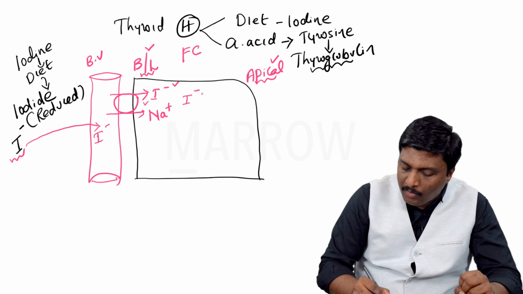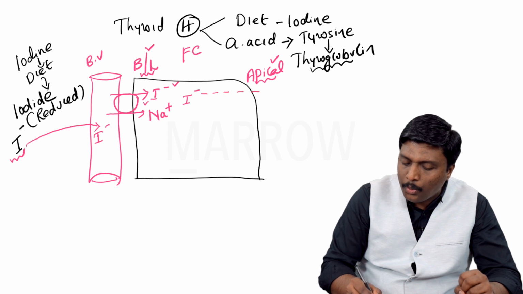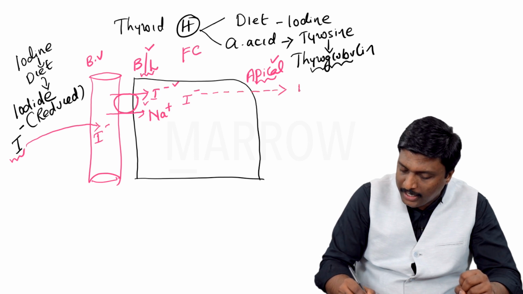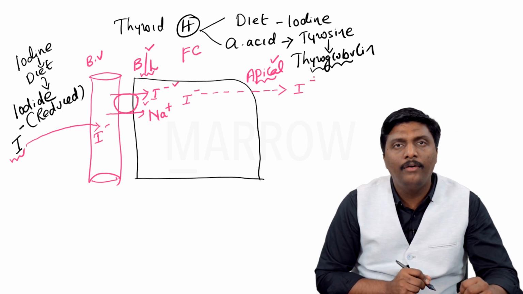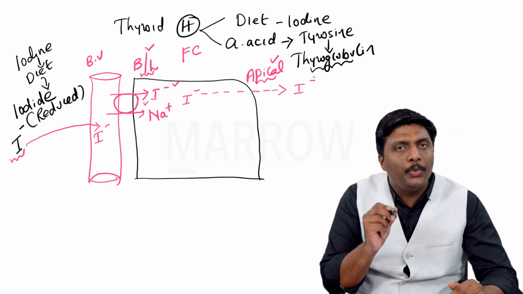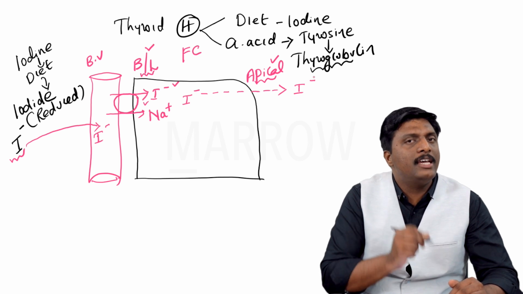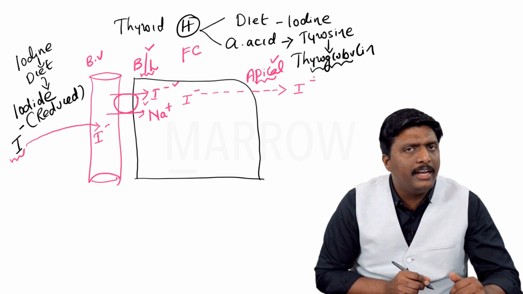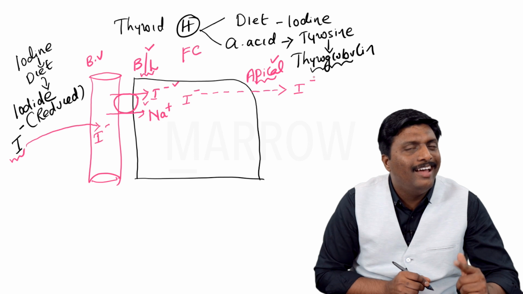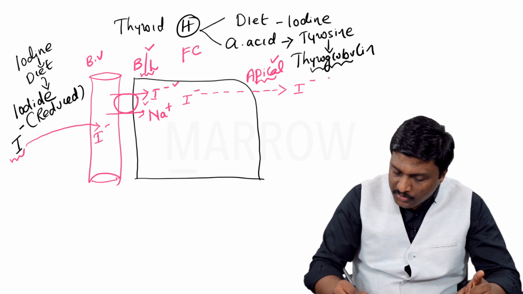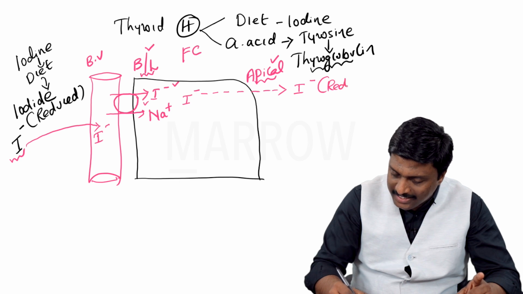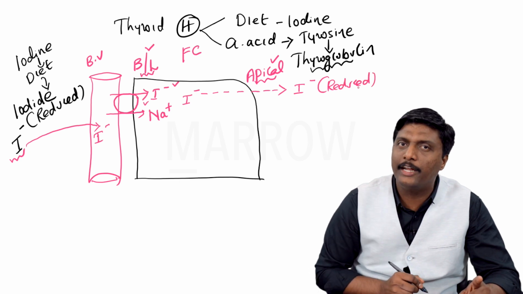To all our surprise, whenever iodide comes inside, it is quickly pumped out of the cell from the other end. Then why does it have to take it inside? Why is it quickly pumping outside? Kindly make a note, that is a most important MCQ. What is this form I told you? This form is none other than reduced iodine.